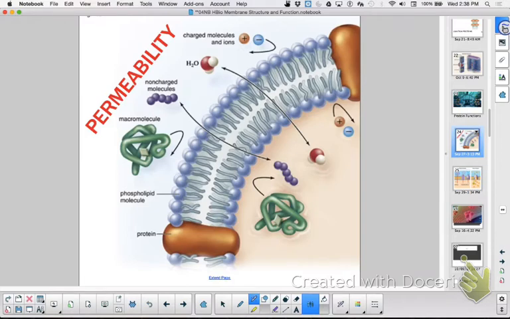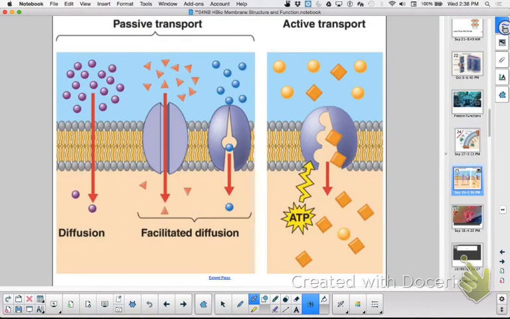So now, we understand permeability. We understand this, right? So diffusion is anytime you go from what? Higher concentration to a lower concentration is diffusion. And if you use a channel or a carrier, then it's facilitated. If you go against the concentration, it's active transport.